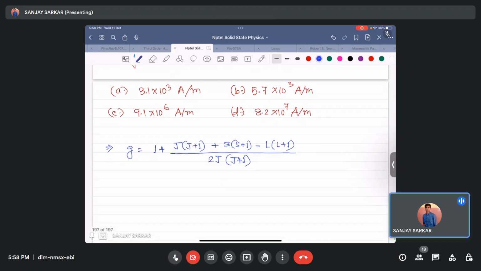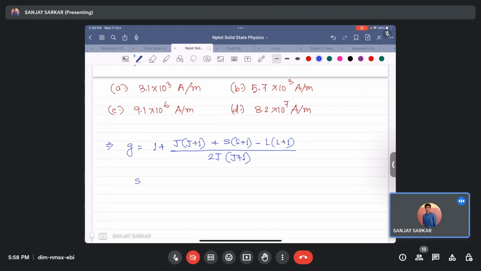Okay, so here S is spin angular quantum number, L is orbital angular quantum number, and J is total angular quantum number. So with this, please calculate this one.